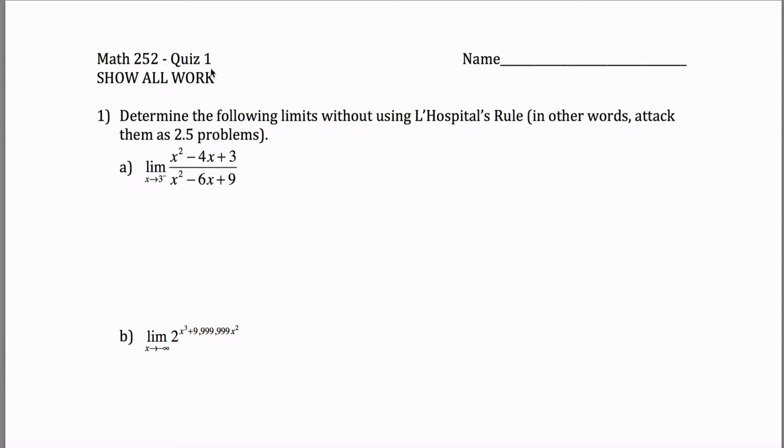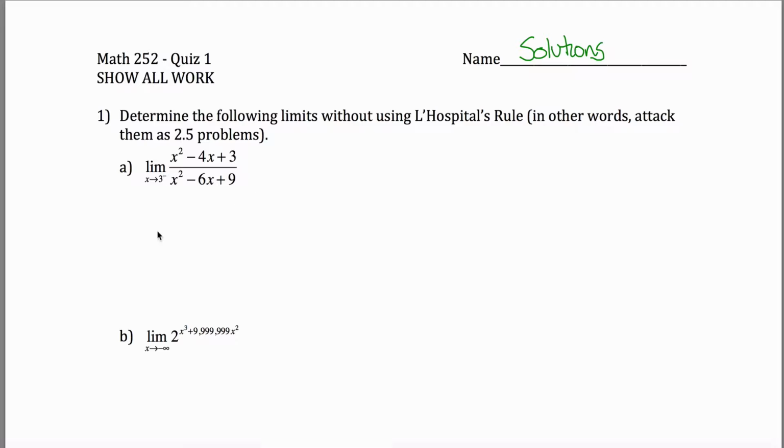All right, here are solutions to problem for quiz 1 for Math 252. What we have here in this first problem is we're evaluating some limits, but told to do so without using L'Hopital's rule. L'Hopital's rule would apply here. If you plug 3 into the numerator and the denominator, you get 0 over 0. So it is an indeterminate form, but since it says not to use L'Hopital's rule, we better not use it.